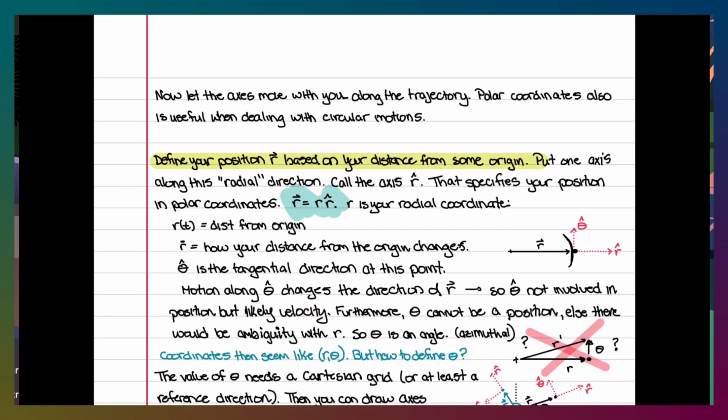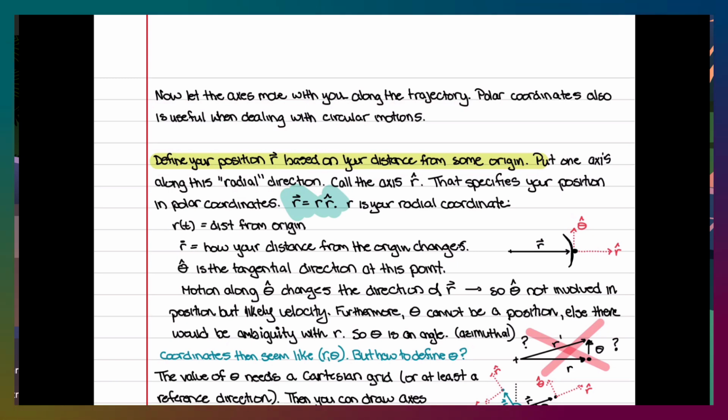Now with polar coordinates, we have to be a little bit more careful. Polar coordinates are of course useful when you're dealing with circular motions. We've been seeing that with Kepler's laws. And these have an additional property where they move along with you as you traverse your trajectory. Defining positions in this coordinate system can be a little bit weird at first, because we're going to define the position based on your distance from the origin. We're going to make one axis this radial direction. How far away are you from the origin, which you are free to put down wherever you want.